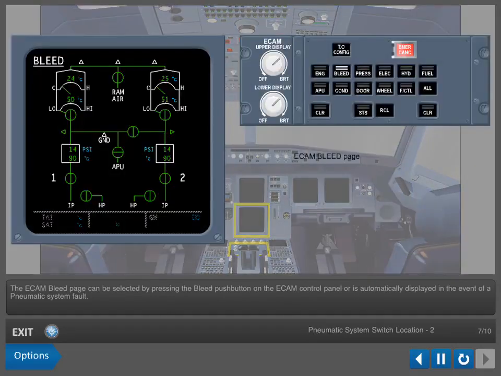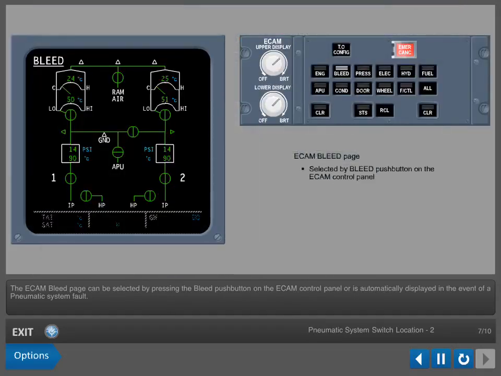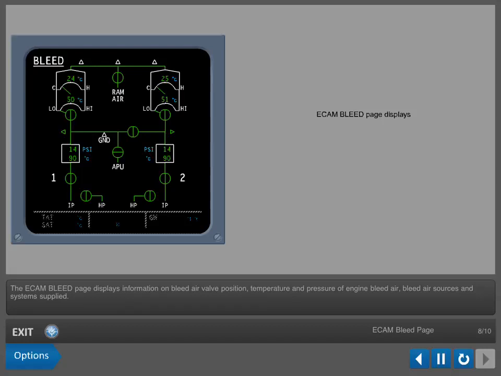The ECAM bleed page can be selected by pressing the bleed push button on the ECAM control panel or is automatically displayed in the event of a pneumatic system fault. The ECAM bleed page displays information on bleed air valve position, temperature, and pressure of engine bleed air sources, and systems supplied.